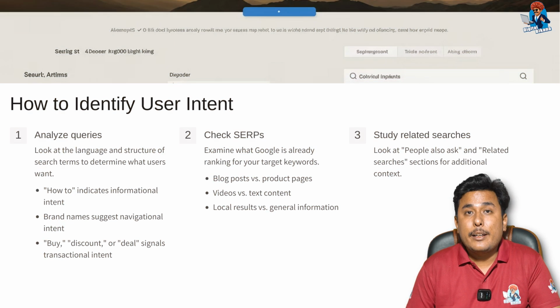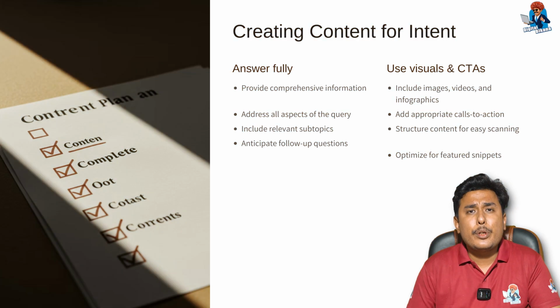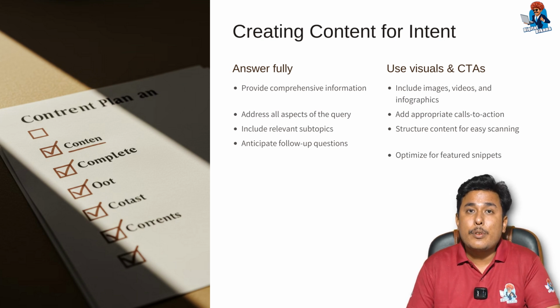To identify the intent, look at the wording of the search query, the type of result Google shows, related searches, and people also ask boxes. Once you know the intent, structure your content to answer it completely. Use clear headings, visuals, and call to action that guides the user towards their goal.